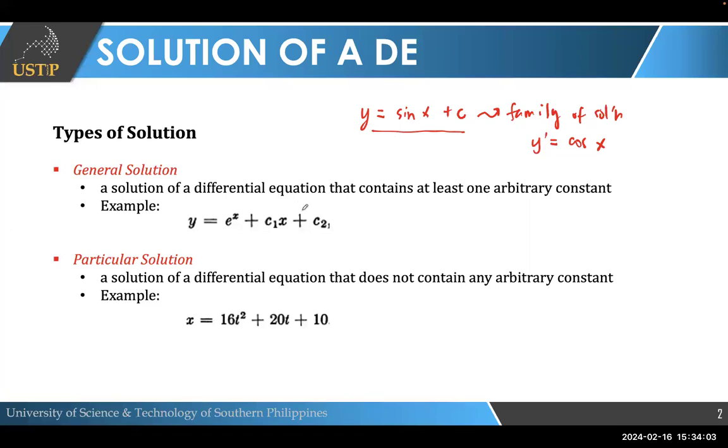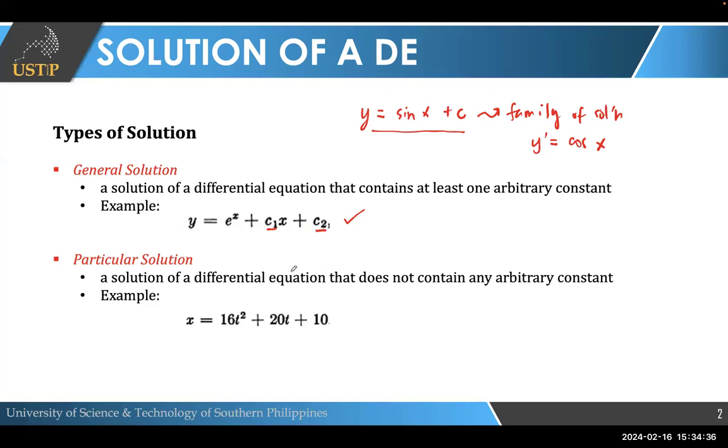So this is a solution of a differential equation that contains at least one arbitrary constant. Meaning at least one, it can be two, it can be three. As long as there is at least one constant value, then that is a general solution. For example, we have here a solution of a certain differential equation: y is equal to e to the x plus c1x plus c2. So these are the constants, whose real values are yet to be found. So in this case, this is what we call the general solution.